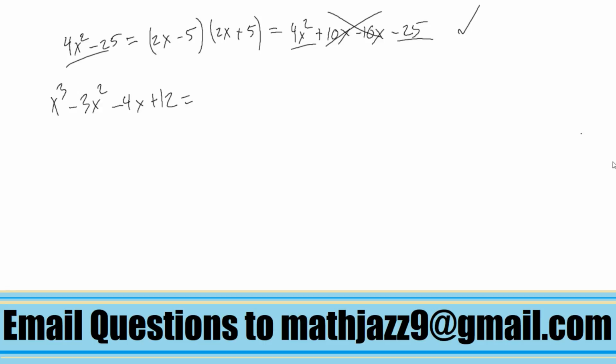So the numbers that we want to check are plus or minus 1, 2, 3, 4, 6, and 12. Divided by 1, but that doesn't do anything to them. So it's going to be this list. So let's see. If we plug in 1, what do we get? 1 minus 3 is negative 2, minus 4 is negative 6, plus 12 is not 0, so 1 doesn't work. Let's try negative 1.